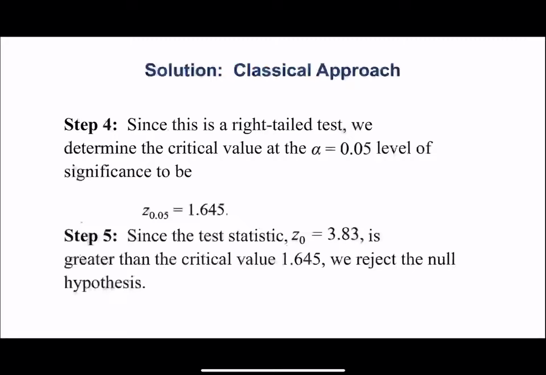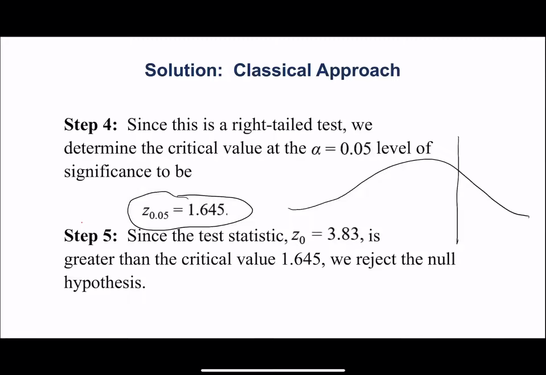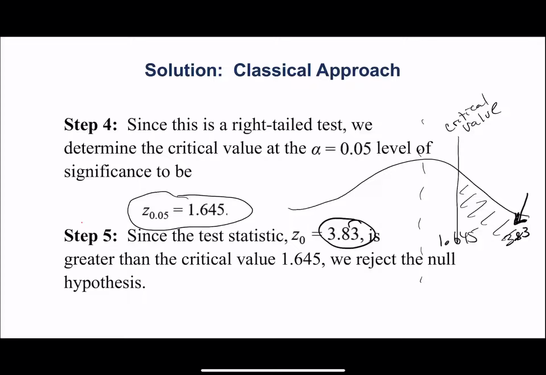So since it's a right tail test, we determined the critical value at the 0.05 level of significance to be this. This we got from the bottom of our Z table. If I drew this out, my critical value is right here. This is 1.645, so my critical value is at 1.645 standard deviations away from the mean. My 3.83 standard deviations is way over here, on the other side of this. It is in this critical area, outside of that critical value. So we're going to reject the null hypothesis.